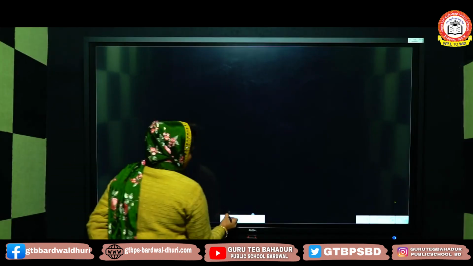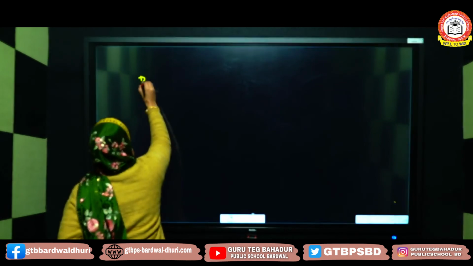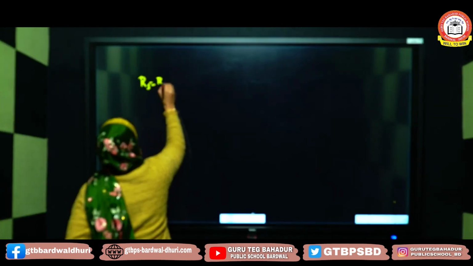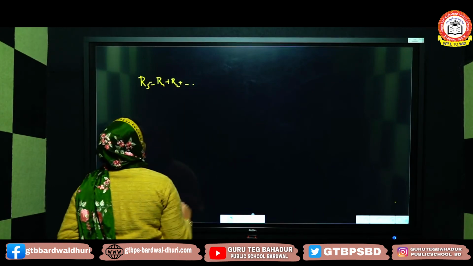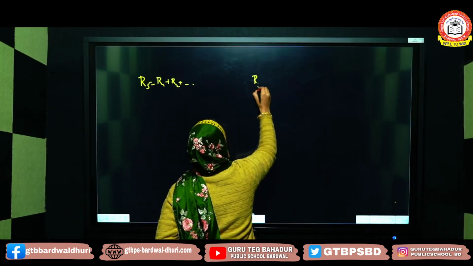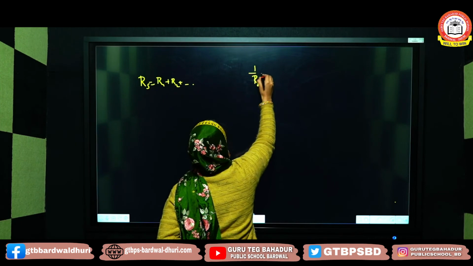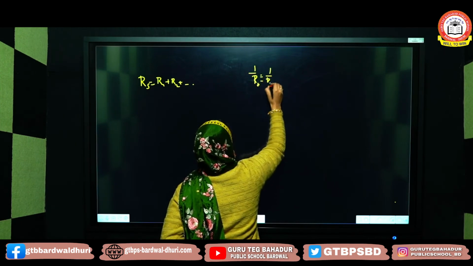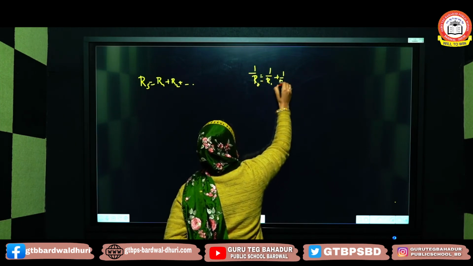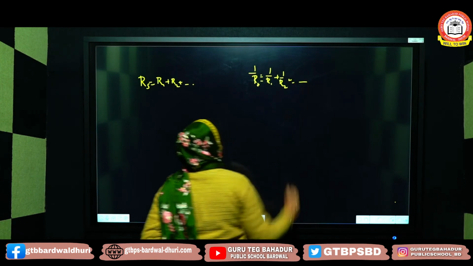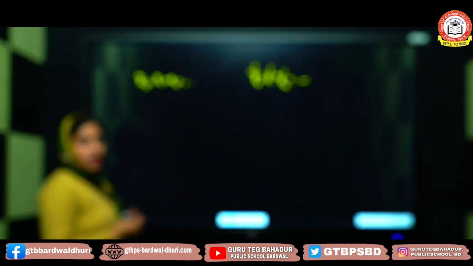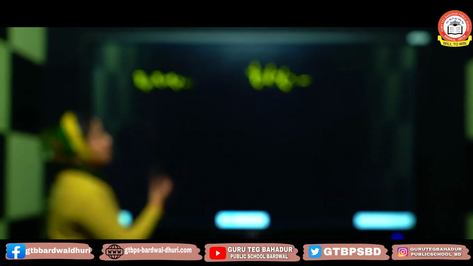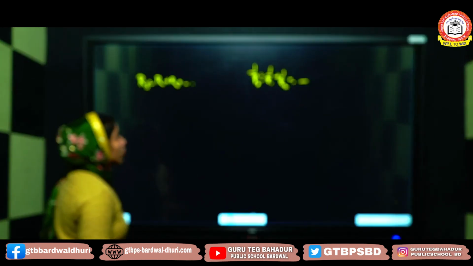So now we are having 2 results. Rs is equal to R1 plus R2 and so on, and for parallel, 1 upon Rp is equal to 1 upon R1 plus 1 upon R2 and so on. Now I'll tell you what these results tell us, that is, their physical significance.